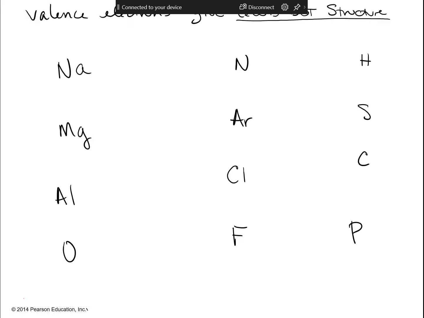So then here are some randomly listed elements. Use your periodic table and figure out how many dots each one gets.